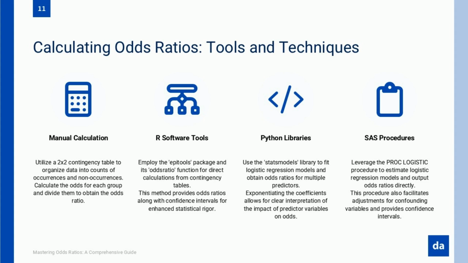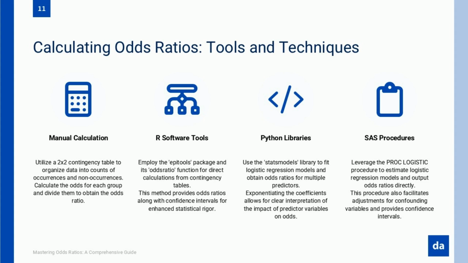Let's start with the basics. Manual calculation of odds ratios using a 2x2 contingency table remains a fundamental skill for any data scientist. This method involves organizing data into counts of occurrences and non-occurrences for each group being compared. By calculating the odds for each group and then dividing them, we arrive at the odds ratio. While this approach is straightforward, it becomes time-consuming and error-prone when dealing with large datasets or multiple variables.